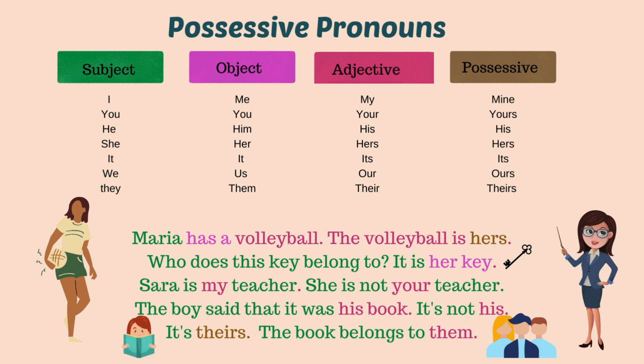Let's look at some examples. Maria has a volleyball. The volleyball is hers. Who does this key belong to? It is her key. Sarah is my teacher. She is not your teacher. The boy said that it was his book. It's not his book. It's not his. It's theirs. The book belongs to them.